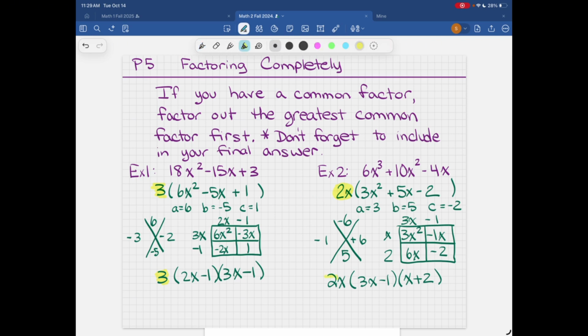Do not forget that you have to bring down that 2x that you had already factored out. So when you are factoring completely, nothing has a greatest common factor in it. These are two examples of factoring a trinomial completely.